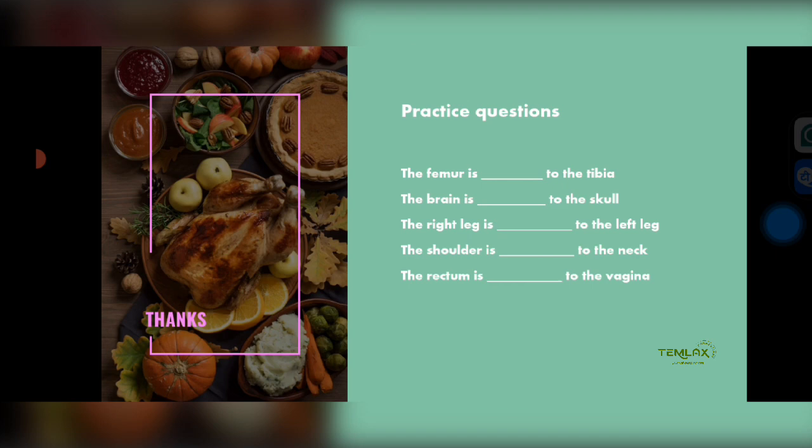Also we have the rectum is dashed to the vagina. The rectum is posterior to the vagina. And we have the heart is dashed to the bladder. The heart is superior to the bladder.